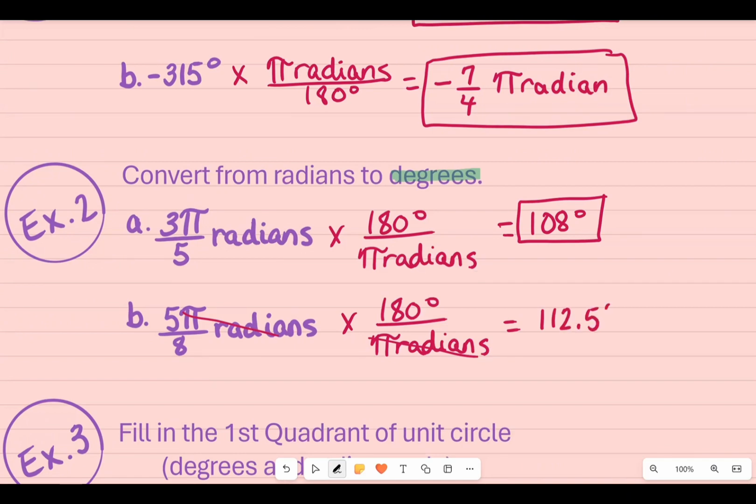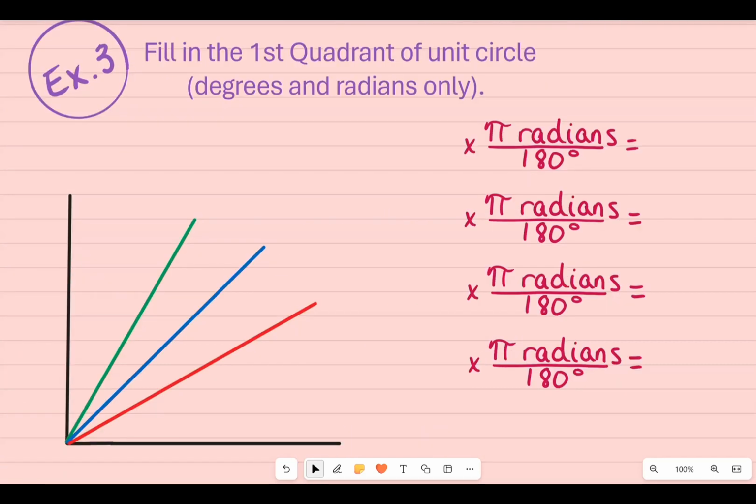It's okay to have a decimal. And this is my final answer. Now for example 3, we're going to fill in the first quadrant of the unit circle, but we're only going to worry about the degrees and the radians. We'll do the coordinates at a later time.